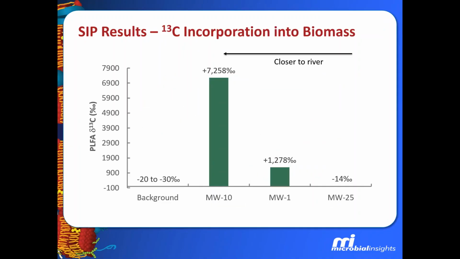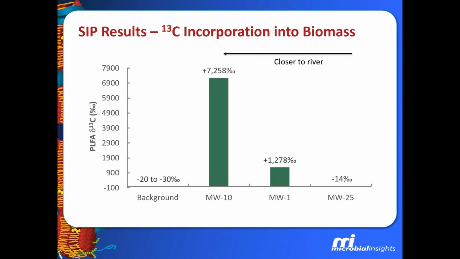Here are the results, or some of the results, from the lipid analysis or phospholipid fatty acid analysis at 3 different monitoring wells, monitoring well 10, 1, and 25. And as you go from 25 to 1 to 10, notice that you're getting closer to the river. On the left-hand side here, that is the del-13C values of the phospholipid fatty acids that were extracted from the beads. Above the bar is also the precise value of the del-13C value. And one of the things I want you to see is how large those values are.